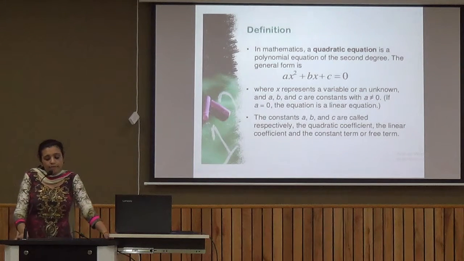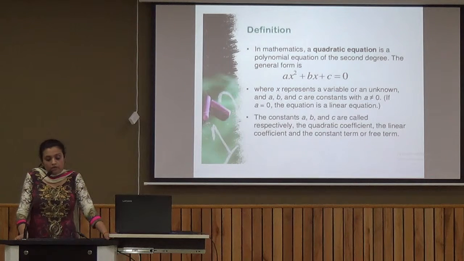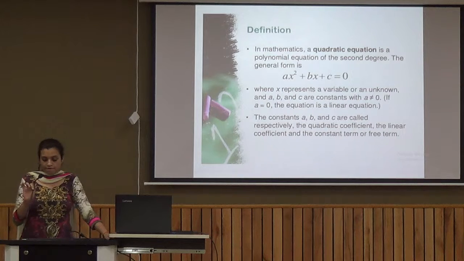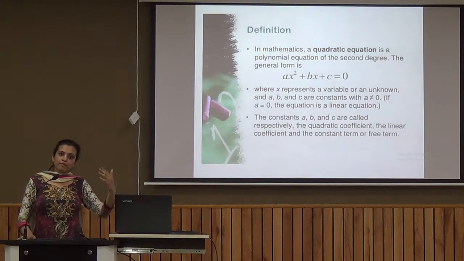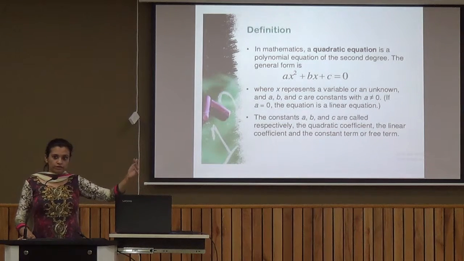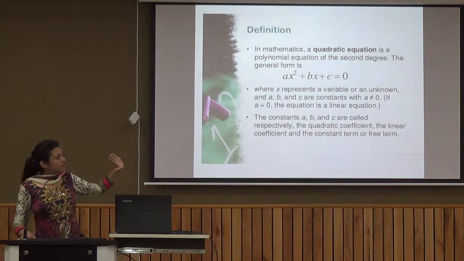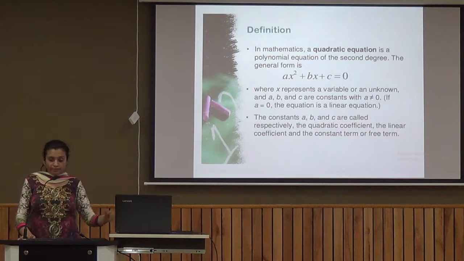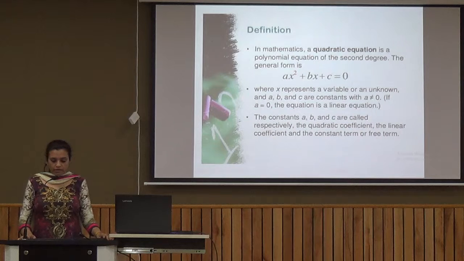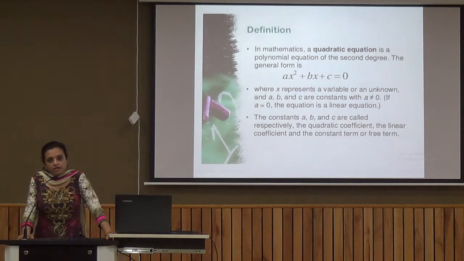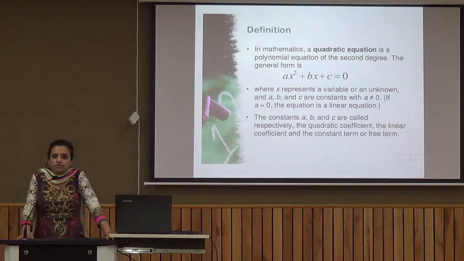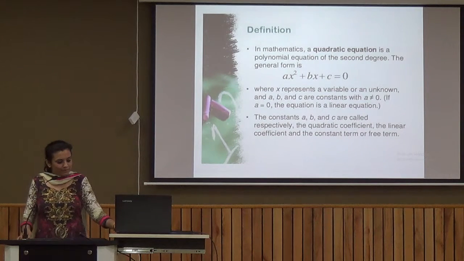The constants a, b and c are called respectively the quadratic coefficient, the linear coefficient and the constant term or the free term. Now remember, whatever the degree, the same name applies to the coefficient. If the term is x square, that is a quadratic term, and the coefficient is called the quadratic coefficient. For the linear term, the coefficient is called the linear coefficient, and the constant is also called the free term because it is free of any variable.